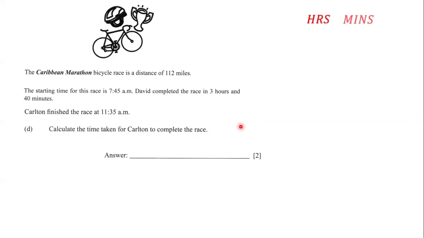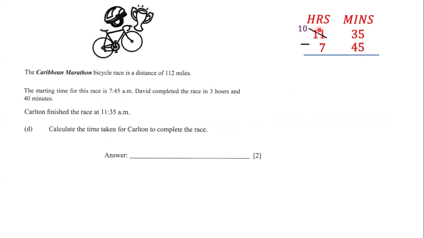So what we're going to do is we have hours and minutes. We're going to take 11:35, that's his finishing time, and subtract 7:45, because the starting time for this race is 7:45 a.m. So we have 5 minus 5, which is 0. And then we have 3 minus 4, which we cannot subtract. And so we have to go over onto the hour side, and we're going to borrow a whole hour. We take away 1 hour from 11, which leaves us with 10 hours.